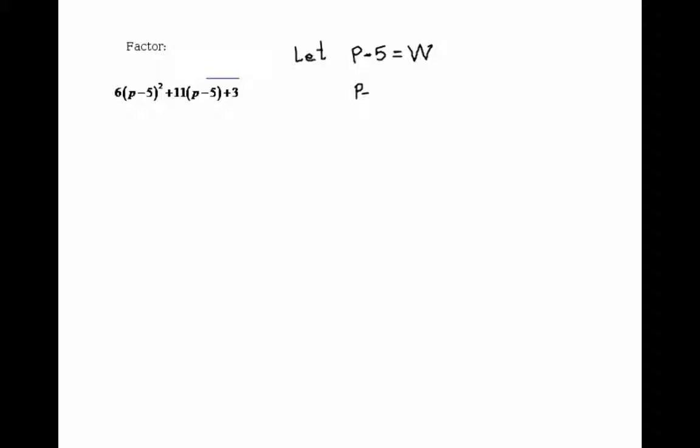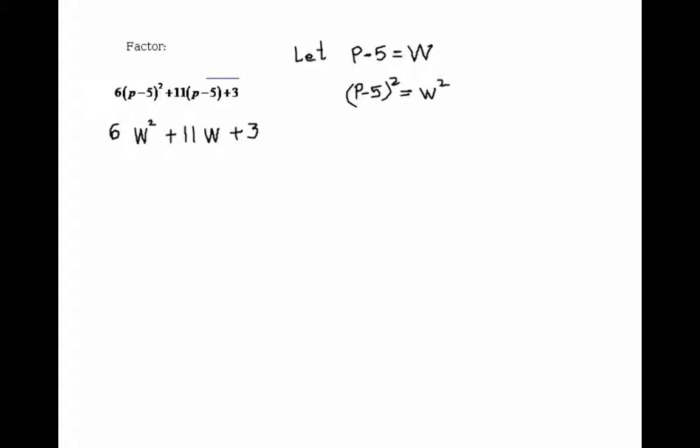As you see, if I square both sides, p minus 5 squared then would be w squared. Do you see that? So if I go back and substitute here, everywhere I see p minus 5 squared, I'm going to replace it with w squared. And everywhere I see p minus 5, I'm going to replace it with w.